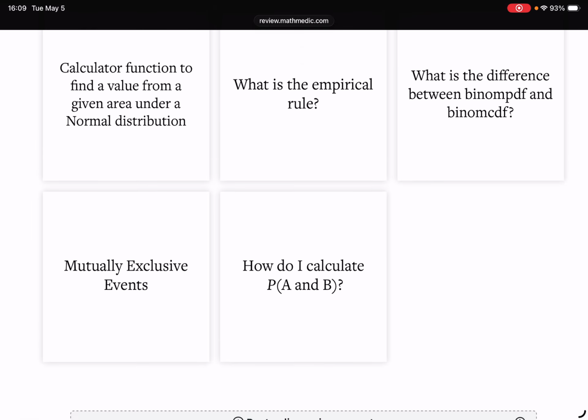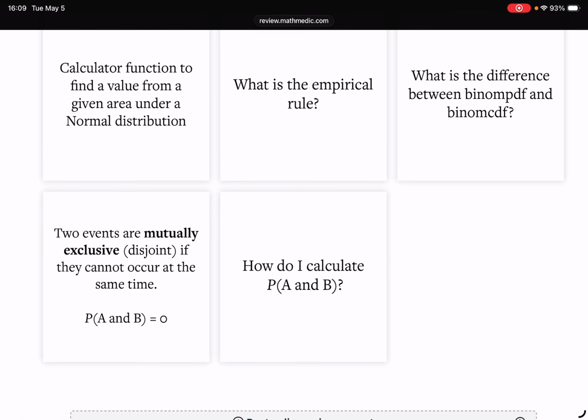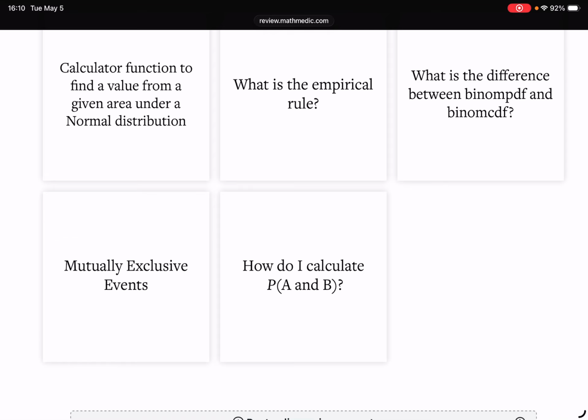Okay, mutually exclusive events. 2 events are mutually exclusive if they cannot occur at the same time, which means the probability of them both occurring at the same time is 0. How do I calculate probability of A and B? Well, that's simply using this formula here, the probability of A times the probability of B given A has already happened. And again, I believe this is on your formula chart.